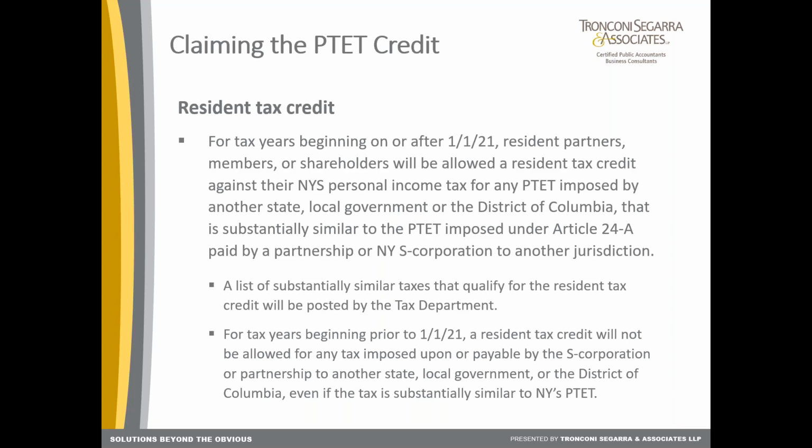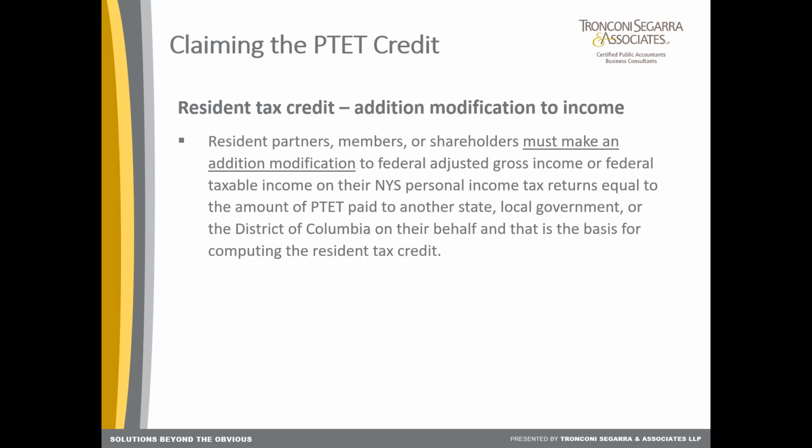For any tax years prior to 1/1/21, they are not allowing a tax credit for these PTE taxes that you might have paid to other states. Now, just like for your New York PTE tax, if you are taking a credit for any PTE taxes paid to that other state, you also have to add back that PTE tax deduction to your New York State tax return. Again, it's just to get you back to what you were before those partnership tax payments were made. So it's the same theory as the New York one.